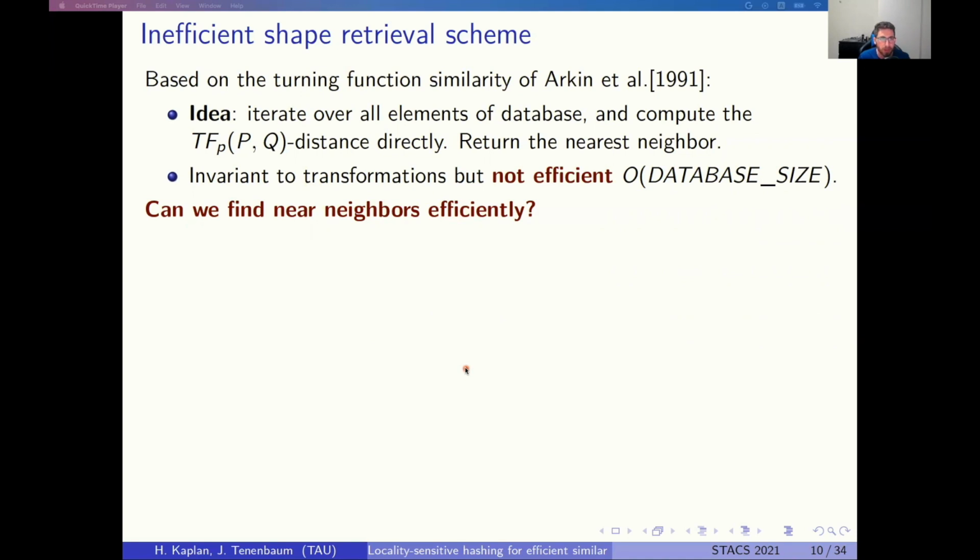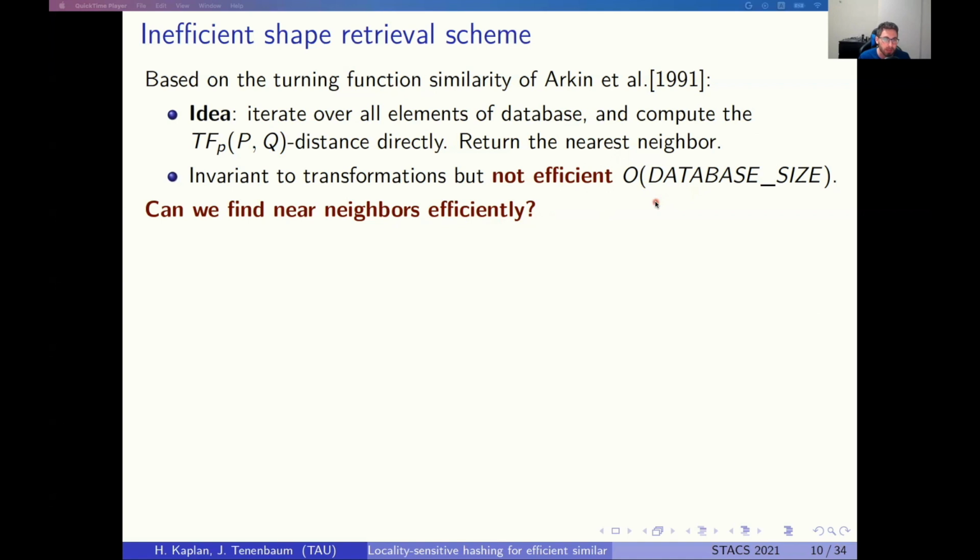Now that we've defined our distance functions, both over polygons and over functions, we can give shape retrieval schemes based on those distances. An easy and efficient shape retrieval scheme based on the turning function similarity can be to simply store all of the elements of the database as is, and once we receive a query, compute the pairwise distance directly to all points of the database and return the nearest neighbor. Unfortunately, this solution is not efficient and takes time which is linear in the database size. The question is, can we find near neighbors efficiently, specifically in strictly sublinear time of the database size?